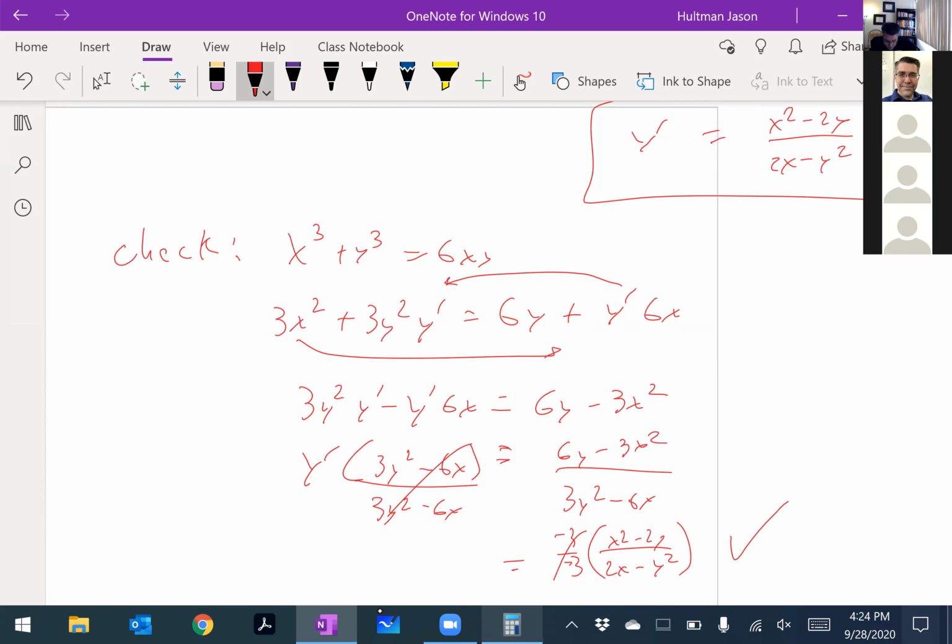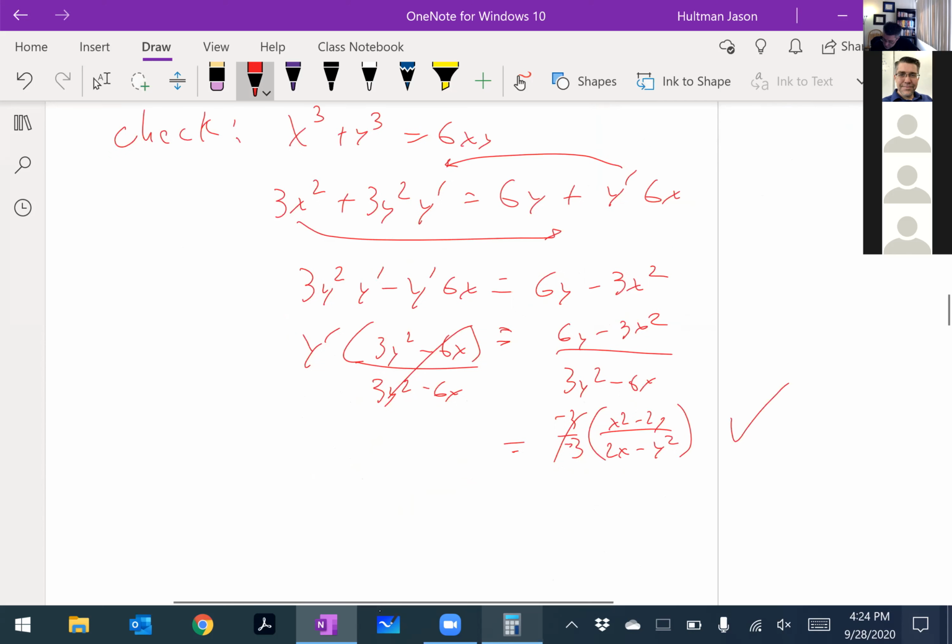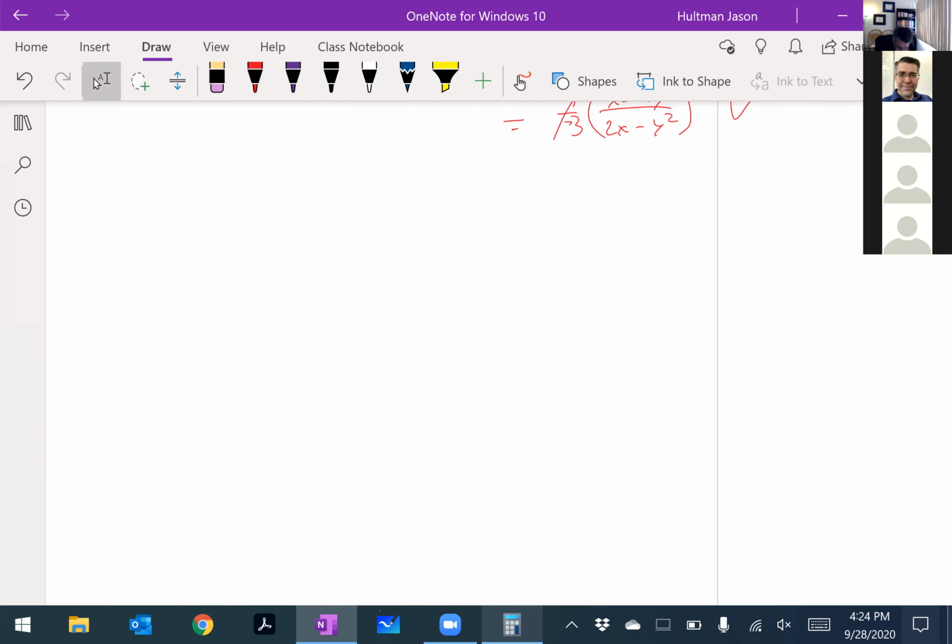Okay, what if we have 3 variables instead of 2? What if we have a function of 3 variables instead of 2? Let f of x, y, z equals 0. Then how would we implicitly differentiate this? Well, we can only find partials now, because we're limited. We can't find a full derivative, but we can find partials.